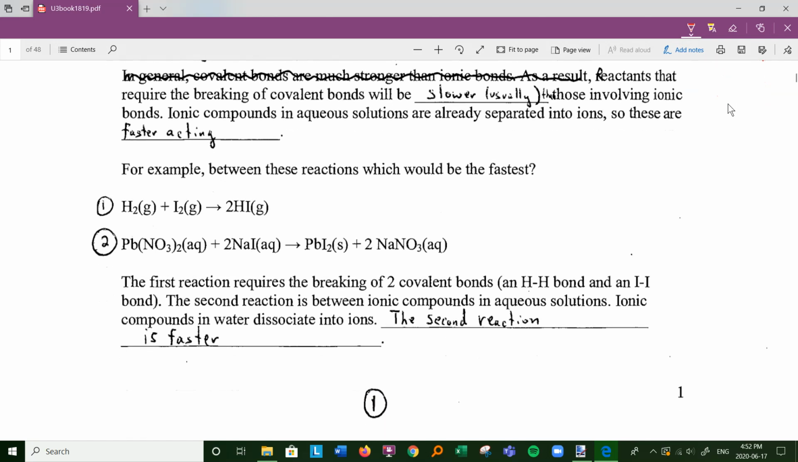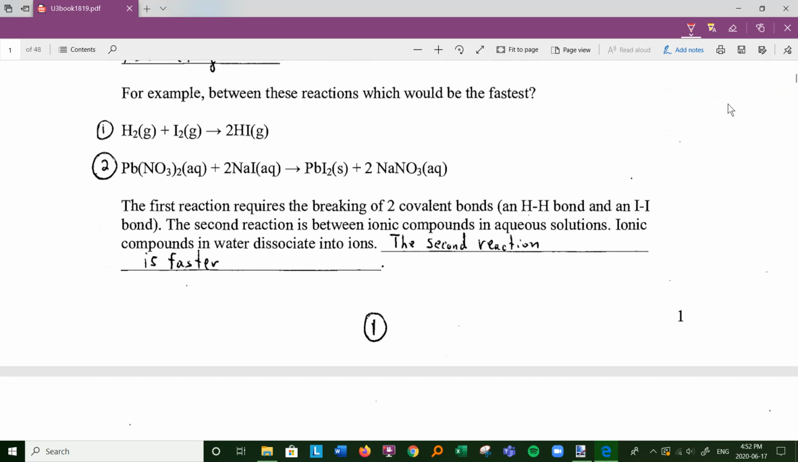Here we have reactions. Which will be the fastest between reaction 1 and reaction 2? Reaction 1, we have hydrogen plus iodine going to 2HI gas. So we are breaking the hydrogen bond and the iodine bond, then forming HI, right? Think of it like this. Here's hydrogen. Here's iodine. We break this, and then we form an HI and form another HI. Okay, it's all in the gas phase.